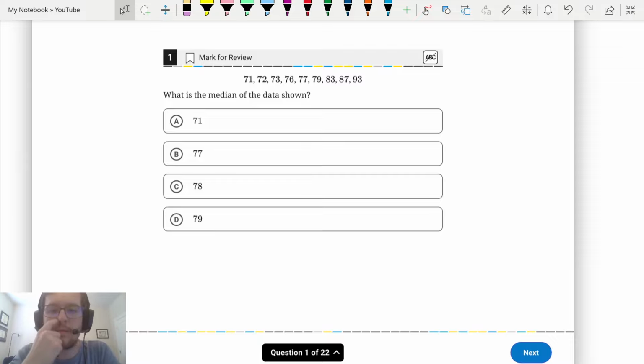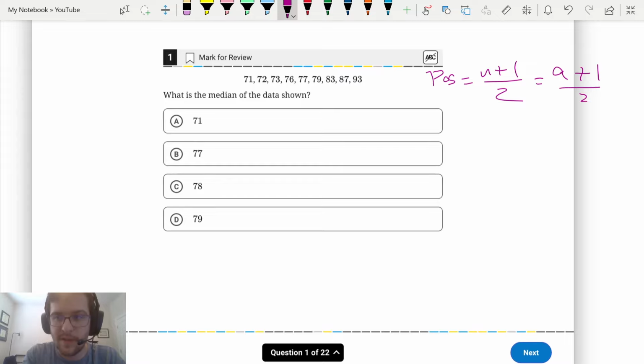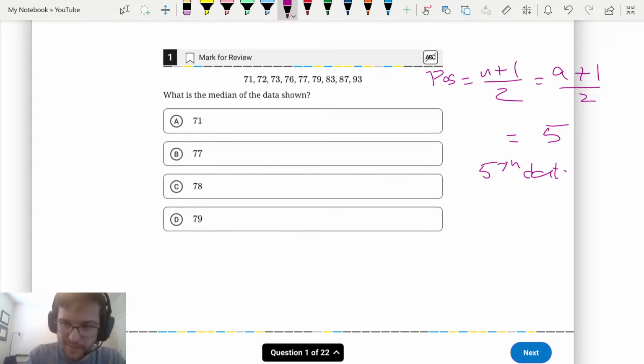The first thing you want to do is make sure that they're in order. And I see that these ones are in order from least to greatest, so we're good. I count the position of the median is n plus 1 divided by 2. N is the number of data points. I count 9 data points. So 9 plus 1 divided by 2, so I get 10 divided by 2, which is 5. So the fifth data value is the median.